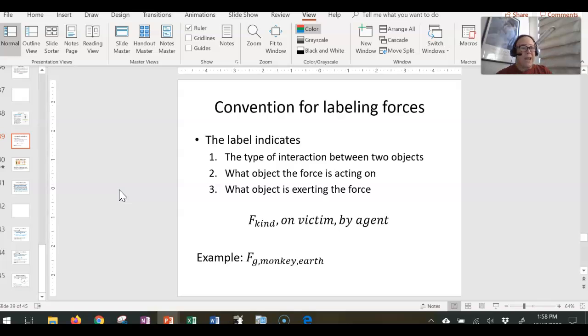So for example, the weight of that monkey would be F sub g, because it's a gravitational force, comma monkey, because the monkey is who the force is being applied to, comma earth, because the earth is the object that is exerting that force.